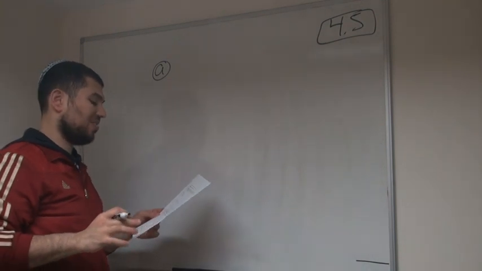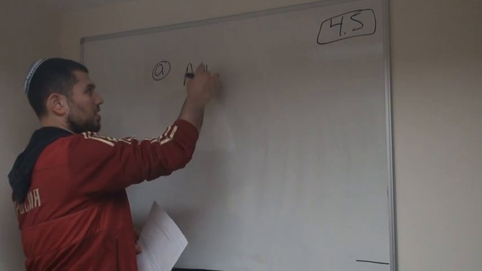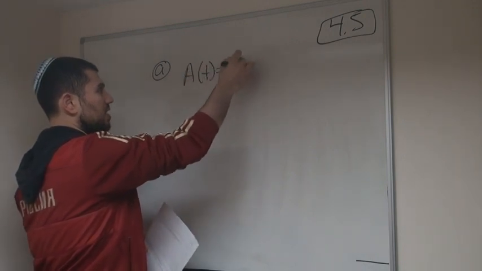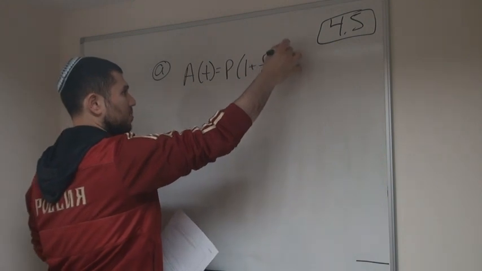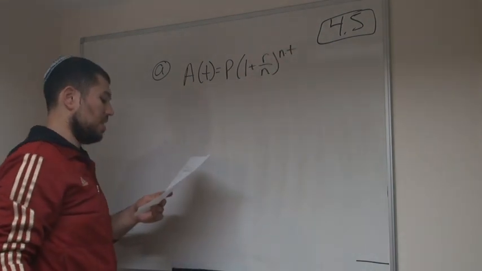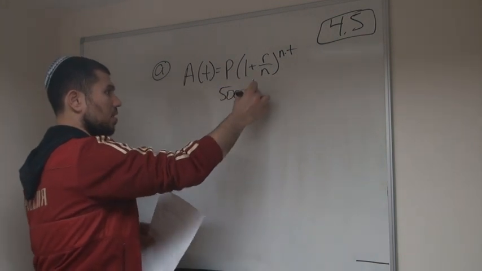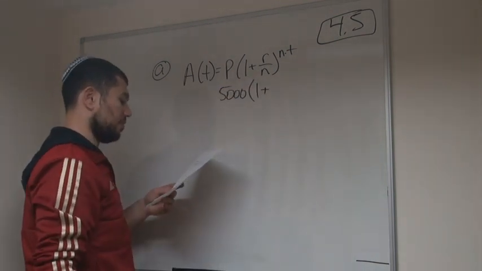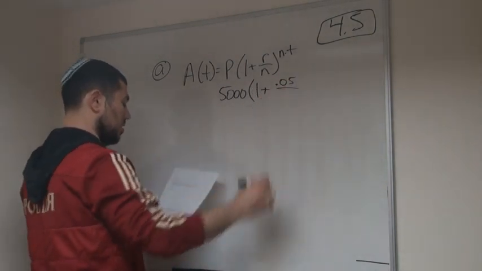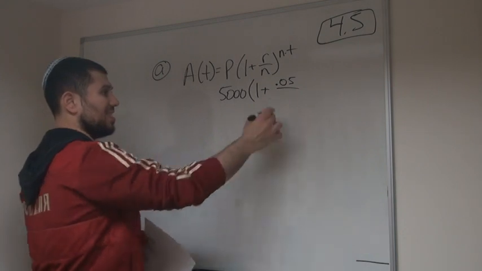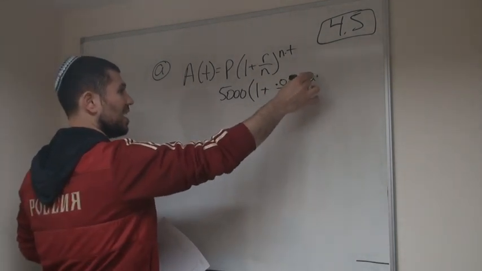If we're compounding interest semi-annually, we have our formula A of t is P times (1 plus r over n) to the n times t, where P was principal, $5,000, 1 plus my rate. What was my rate? 5% per year, 0.05. Compounding cycle is semi-annual, so 2 times a year. That's n equals 2.